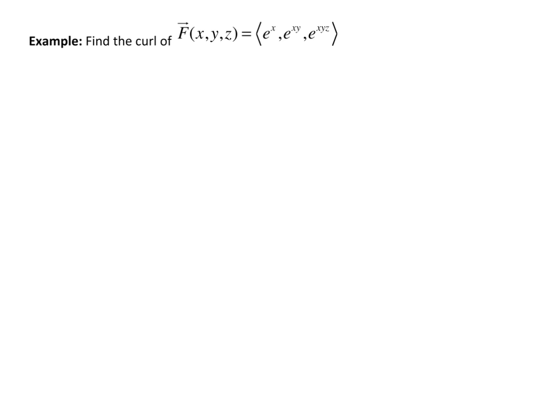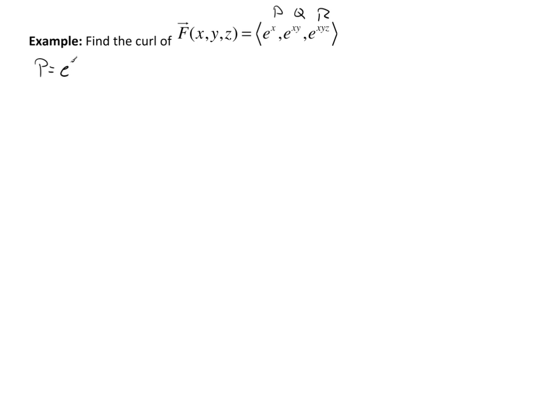So let's find the curl of f of x, y, z equals the vector e to the x, e to the xy, e to the xyz. Actually, this is a vector field. I know that I'm going to end up needing a bunch of partial derivatives, so I think I'm just going to go ahead and find some partials right now. I'm thinking of this as being obviously P, Q, and R.